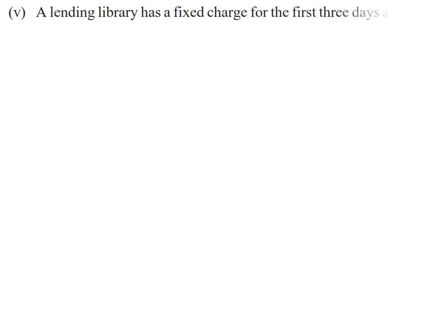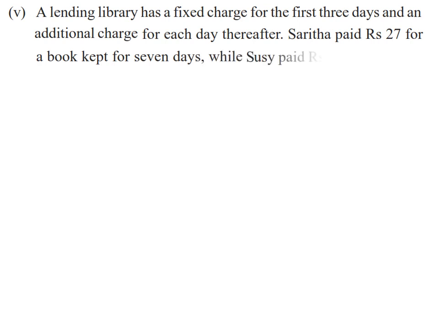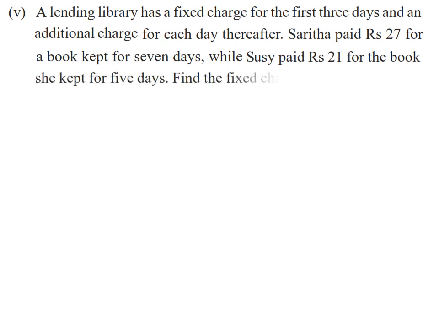Now for the next one, the last question of the exercise. A lending library has a fixed charge for the first 3 days and an additional charge for each day thereafter. Sarita paid rupees 27 for a book kept for 7 days, while Susy paid rupees 21 for the book she kept for 5 days. Find the fixed charge and the charge for each day.